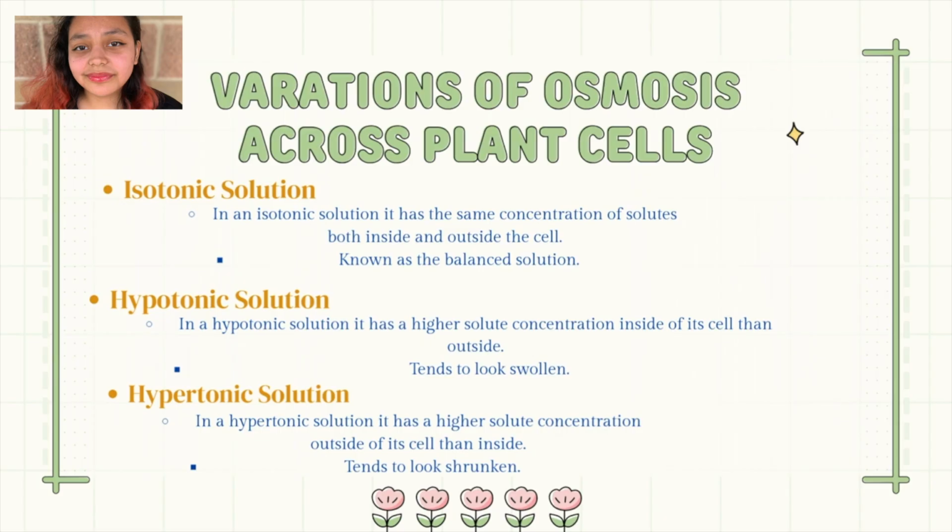And in a hypertonic solution, the cell tends to look shrunken. The reason for that is because there's a higher solute concentration outside of its cell than inside. So inside of the hypertonic solution, remember it's going to go from low to high. So inside there's a low solute, but there's a higher solute outside.